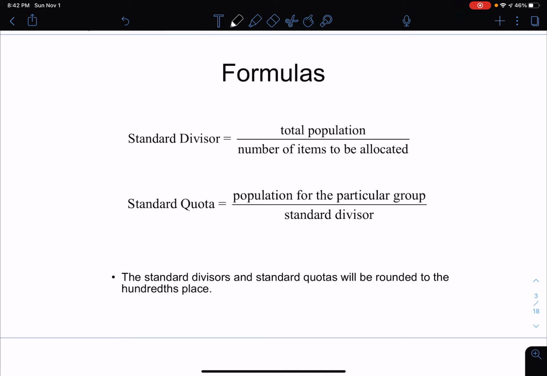If we need to, we're going to work on rounding those to the hundredths place, so 2 decimal places as we go. That'll just make things more consistent as we're doing examples.